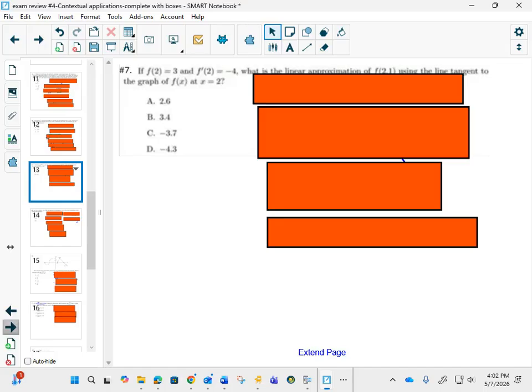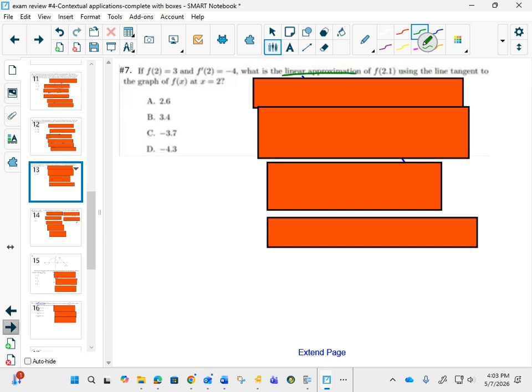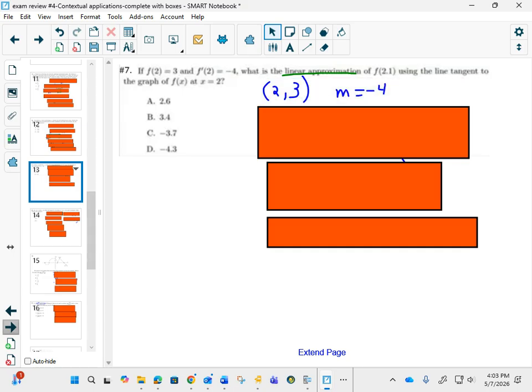f of 2 is 3. f prime of 2 is -4. What is the linear approximation? And so at this moment, when I see linear approximation, I think I want to find the equation of the tangent line and plug in that point. What do I need for an equation of a line? I need a point and a slope. Well, they gave me the point is (2, 3). They gave me the slope is -4.